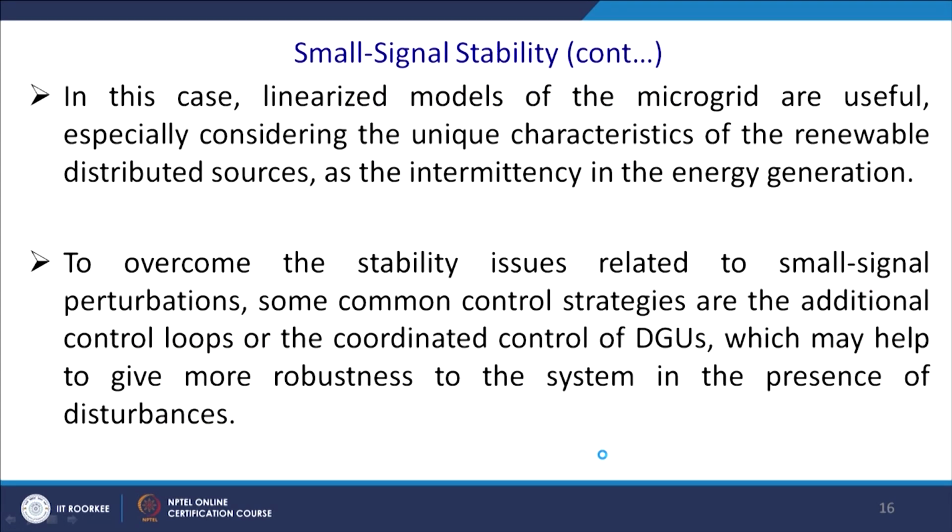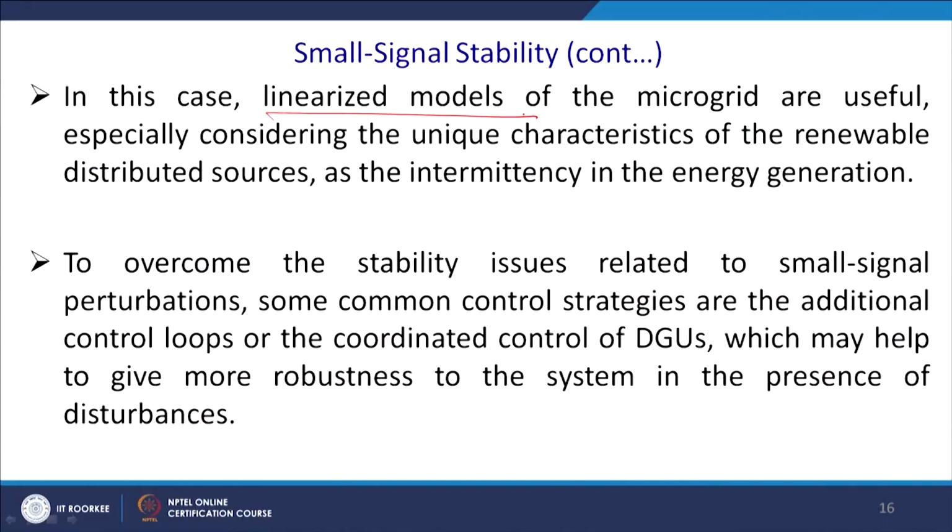Since we have a set of differential equations, we write a state space model, and in the state space model we use all those power electronics devices. So, you have on state and off state, and thus we require average modeling. An average model is essentially a linearized model. In this case, the linearized models of the microgrids are useful, especially considering the unique characteristics of the renewable distributed sources, such as intermittency in the energy generation.